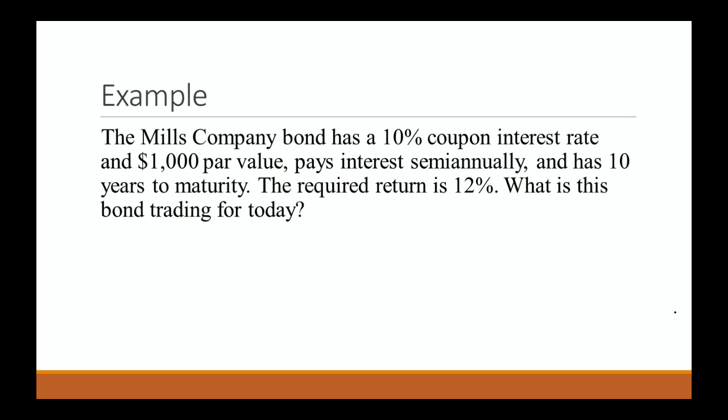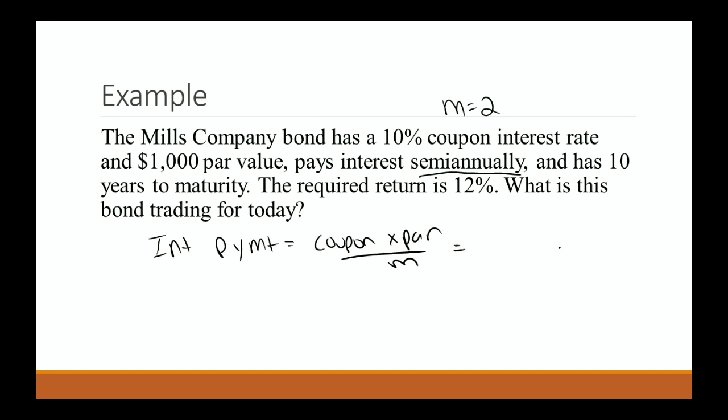Mills Company has a 10% coupon bond, $1,000 par, pays interest semi-annually. It's 10 years till maturity. The required return is 12%. So what is this bond trading for today? So let's first determine our interest payment. Coupon times par divided by M. And here M is equal to 2 because there are 2 6-month periods in 1 year. Coupon rate is 10% times $1,000 par divided by 2, and so that's 50.